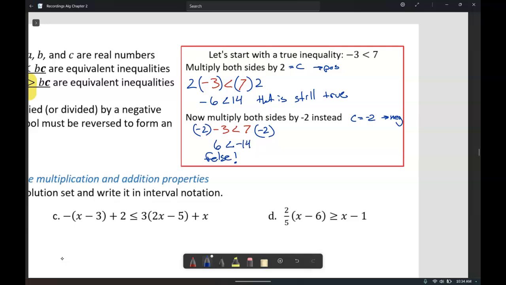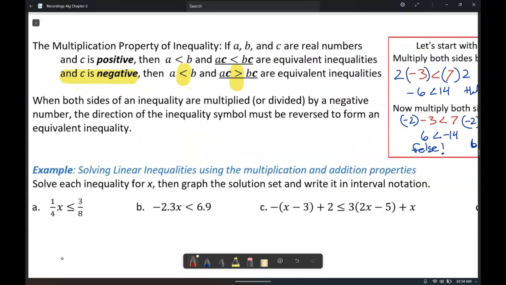But if we flip the inequality and we now have 6 is greater than negative 14, now it's true. So when we multiply by a negative value for c, we need to reverse the inequality so that it remains true. So again, when both sides of an inequality are multiplied or divided by a negative number, the direction of the inequality symbol must be reversed.